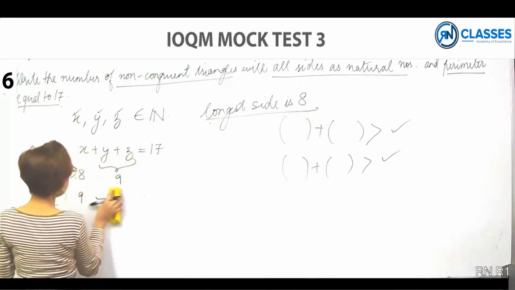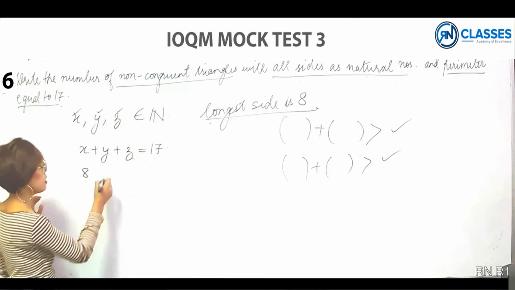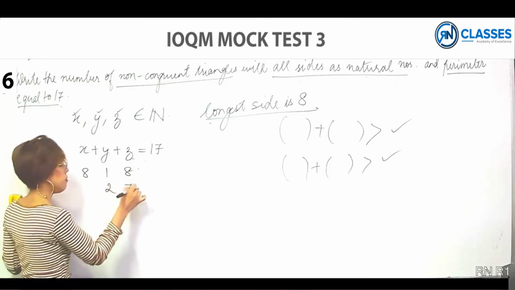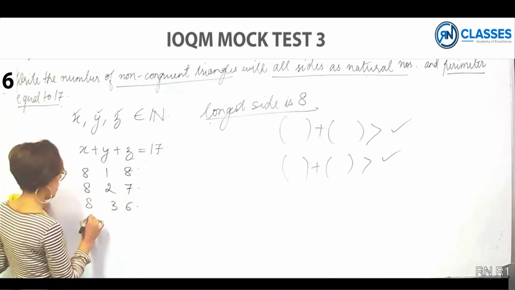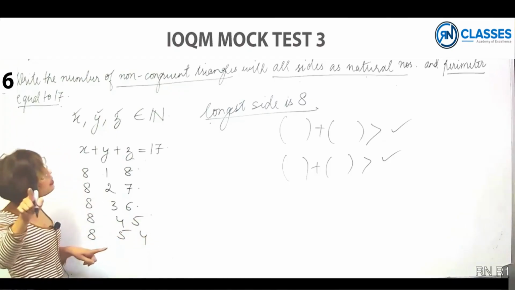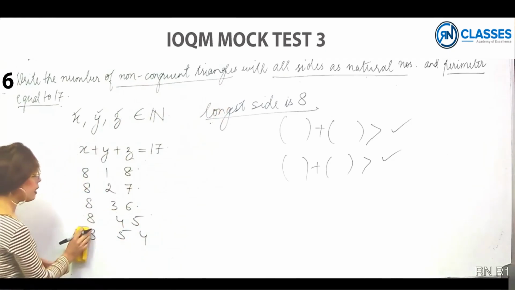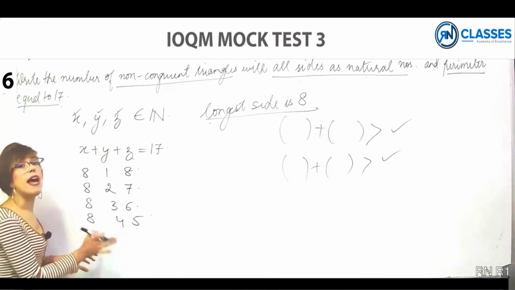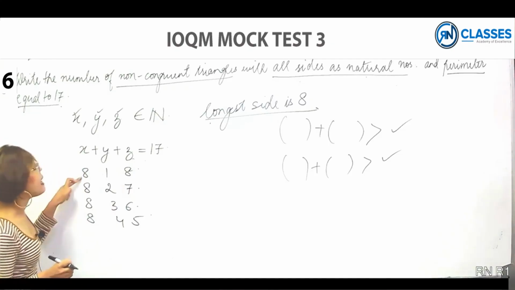Right? So let me start with that. Now, let me take my x to be 8. Now, y plus z is 9. So 8, 1, 8 I can have, triangle is formed. Then I can have 8, 2, 7, triangle is formed. Then maybe I can have 8, 3, 6, that is fine. 8, 4, 5, absolutely fine. 8, 5, 4, yes. But he says non-congruent triangles. Clearly, these two triangles are congruent. That means I will not take this case. Then obviously I will not take 8 6 3, 8 7 2, 8 8 1, because I have taken all of these. So I have exhausted the case when 8 is the longest side.